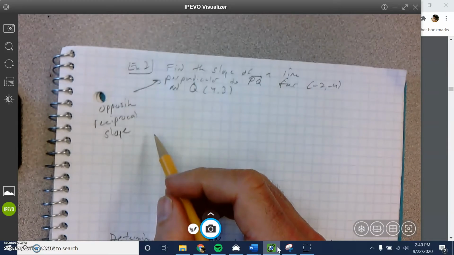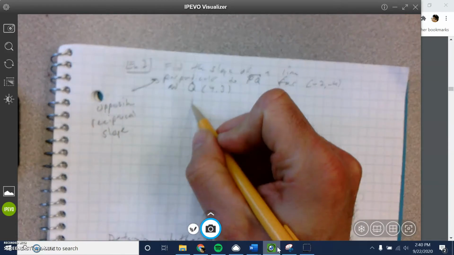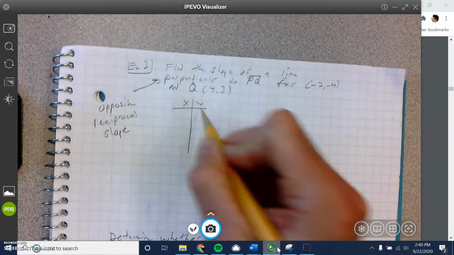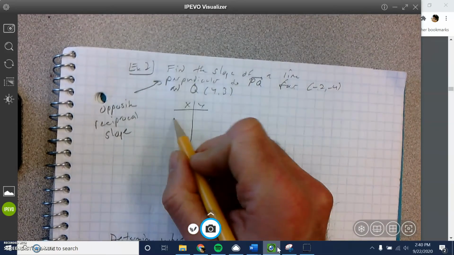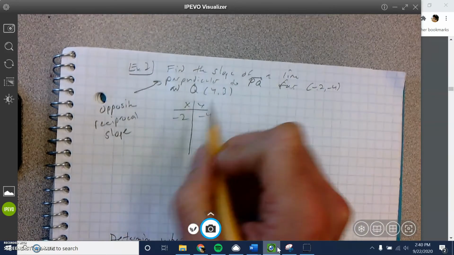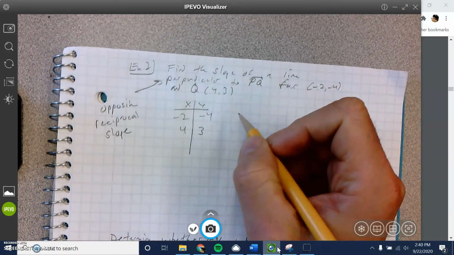Opposite reciprocal slope. So first I gotta find the slope. First step, find the slope. Get your chart down, doesn't matter what is first. So P is -2, -4, and Q is 4, 3. Write this down with me.